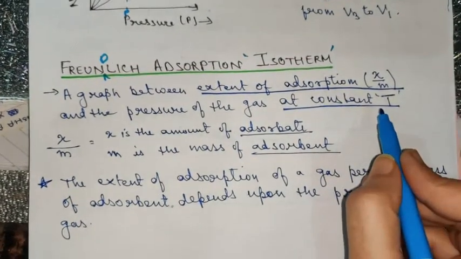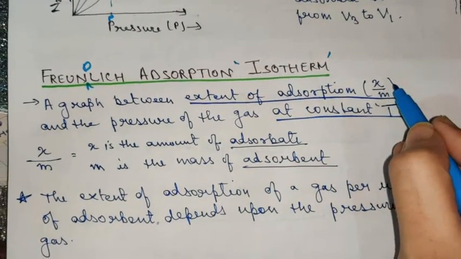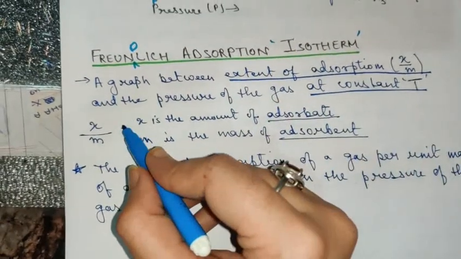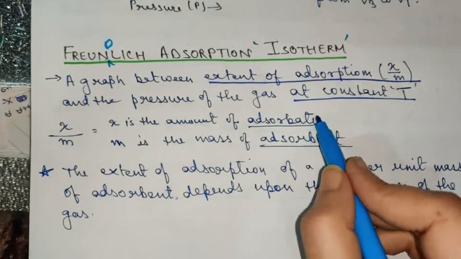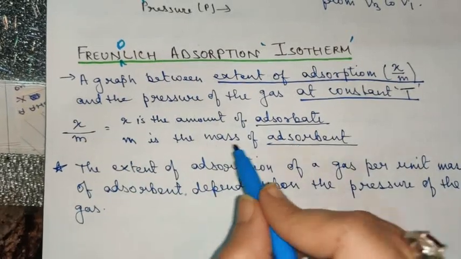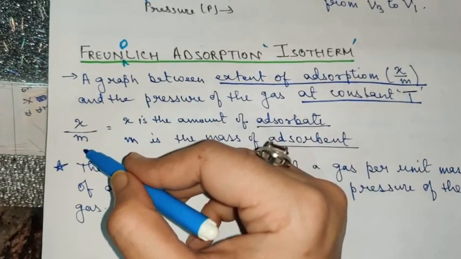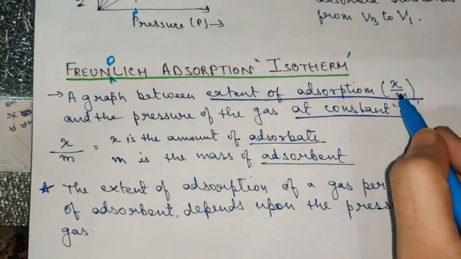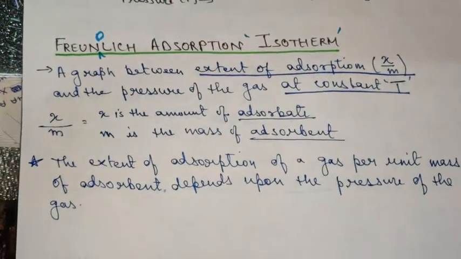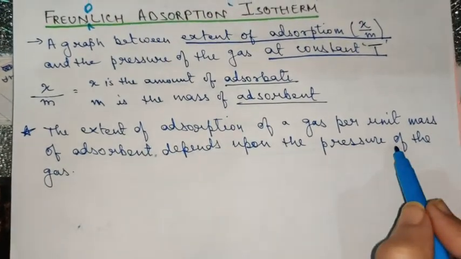That means the temperature will remain constant, and the graph will be plotted between the extent of adsorption, indicated by x upon m, and the pressure of the gas. Now what are x and m? x is the amount of adsorbate, that means how much gas has been adsorbed over the surface, and m is the mass of the adsorbent. The ratio of the two, x upon m, is known as the extent of adsorption. Since this graph was studied by Freundlich, it is known as the Freundlich adsorption isotherm. The extent of adsorption of a gas per unit mass of adsorbent depends upon the pressure of the gas.